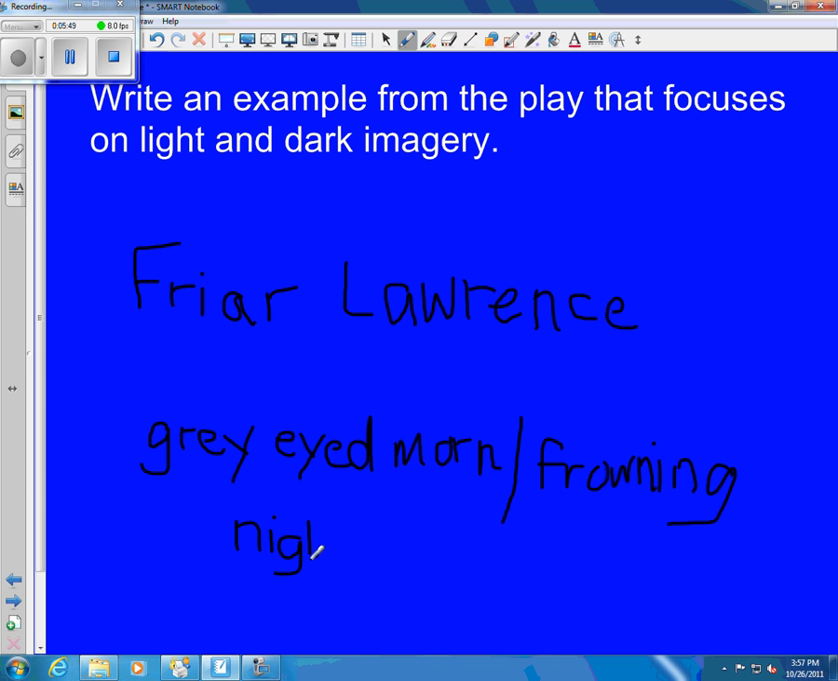All right, now y'all can flip through your books and see if you can find any more examples of themes or motifs throughout the play.